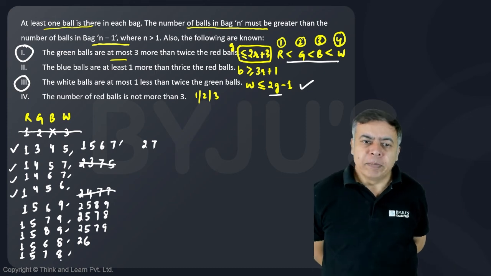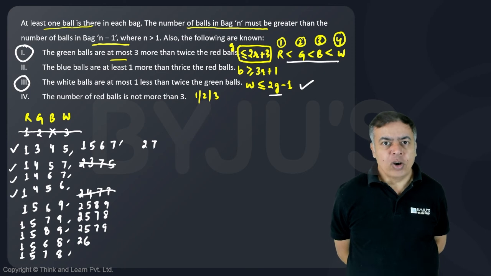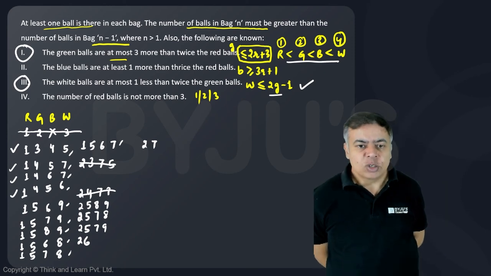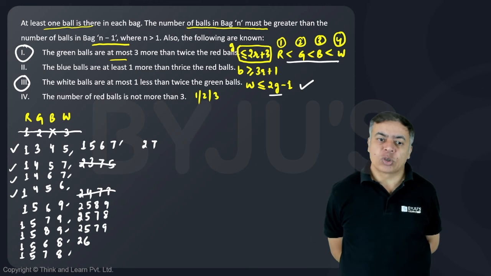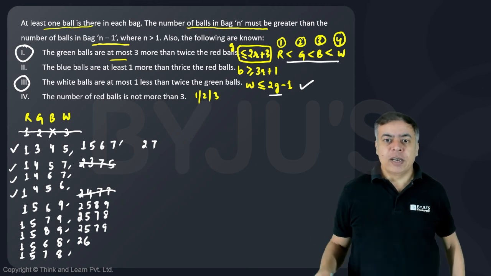Because blue can be 7 or more. So blue can be 7 or 8. If it is 8, white can be 9 only. But white can be 9 or lesser. So if it is 7, it can be 8 also. 2, 5, 7, 8; 2, 5, 7, 9; or 2, 5, 8, 9. So 3 cases are possible here.